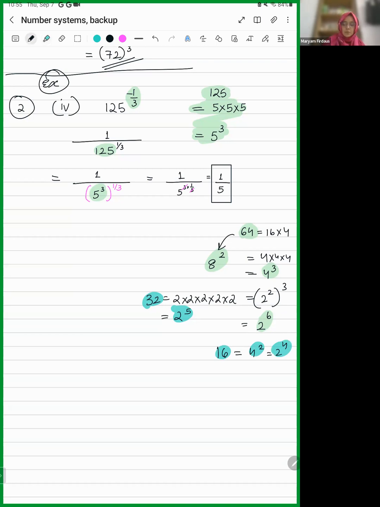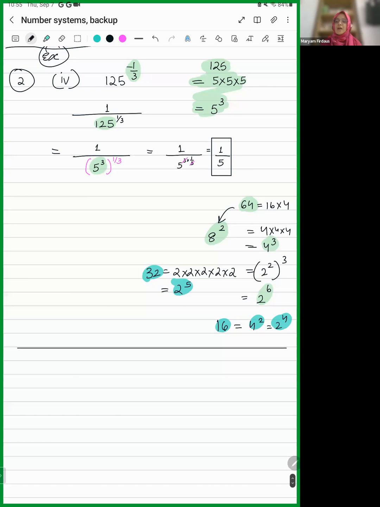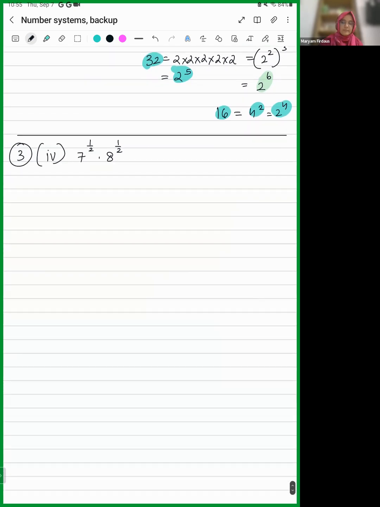All right. Now let's do the third question, simplify. Shall we move on to the third question now? Yes, ma'am. Let's do the fourth part of this. 7 to the power 1 by 2 multiplied by 8 to the power 1 by 2. What will we do over here? We will multiply 7 and 8, and we will take the exponent as common. What is 7 into 8?